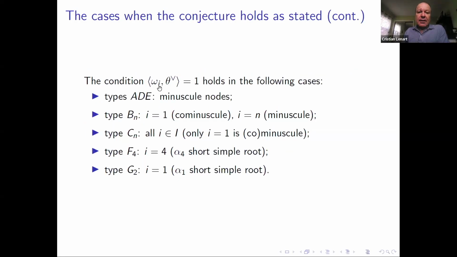So when does this condition hold? This obviously has to do with minuscule and cominuscule, so it will hold in all these cases. In type ADE, it holds for all the minuscule nodes. In type B_n, it holds for the cominuscule and the minuscule nodes. But in type C_n, it actually holds for all nodes, and here only i equals 1 is minuscule and cominuscule. We also have some additional nodes which are not minuscule or cominuscule: the node 4 in type F4 and the first node in type G2, using the standard labeling on the Dynkin diagram, like for instance in Humphreys' book. So we have a couple more cases where it holds as stated besides the minuscule and the cominuscule nodes, and these are all governed by this condition.